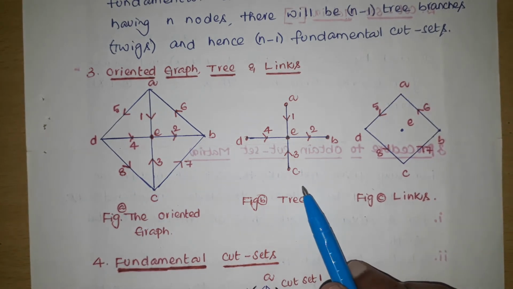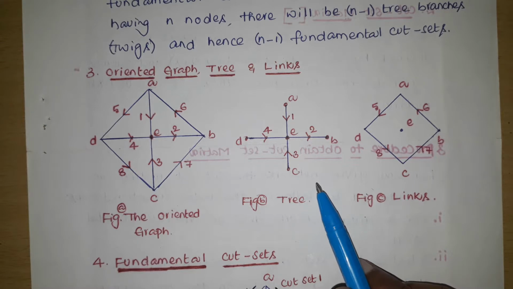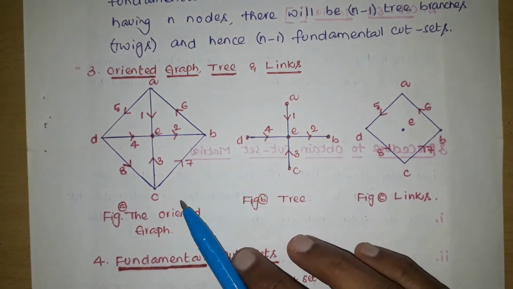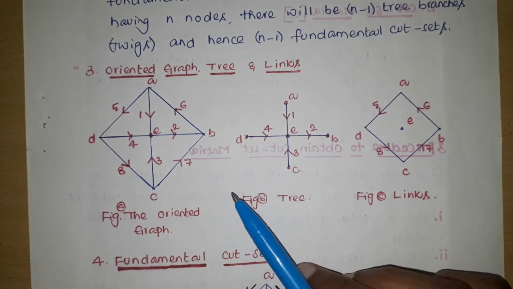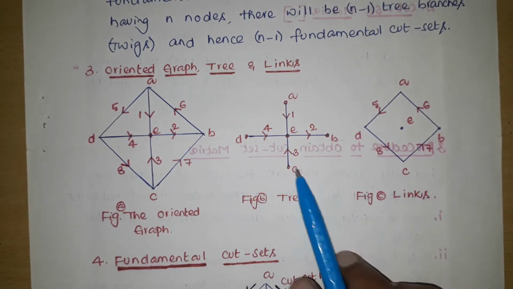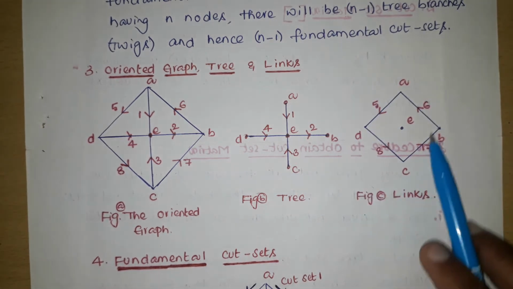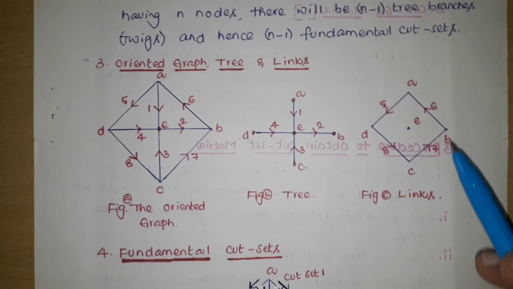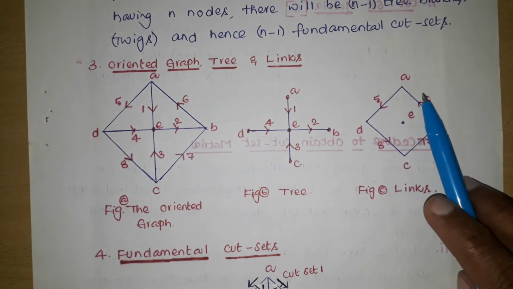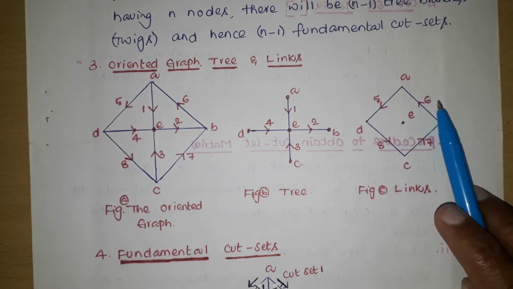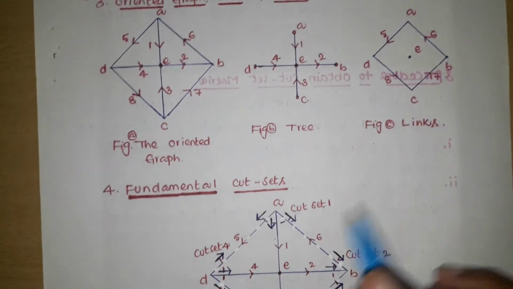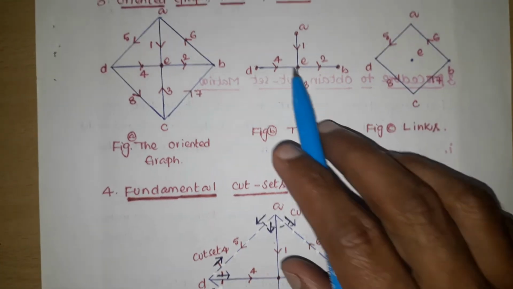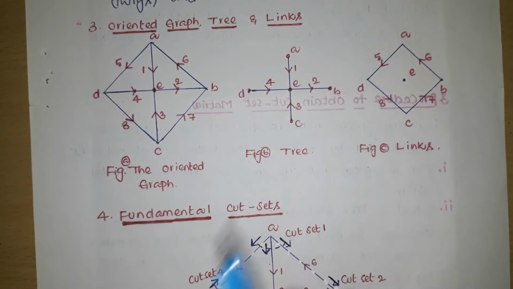And this is one tree. So by removing branches 5, 6, 7, 8, we get a tree. And this is the co-tree for this tree. So whatever elements or branches we removed become the links or chords. So here in the cut set schedule, we have to cut the tree branch or twig with some links.